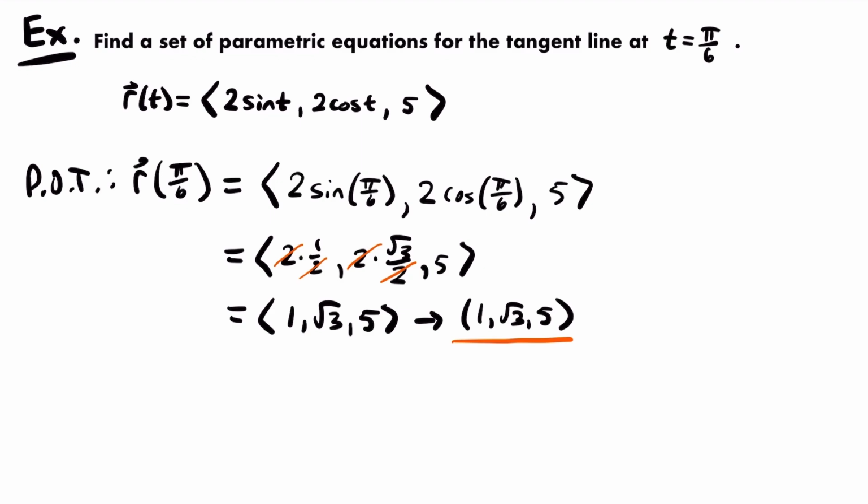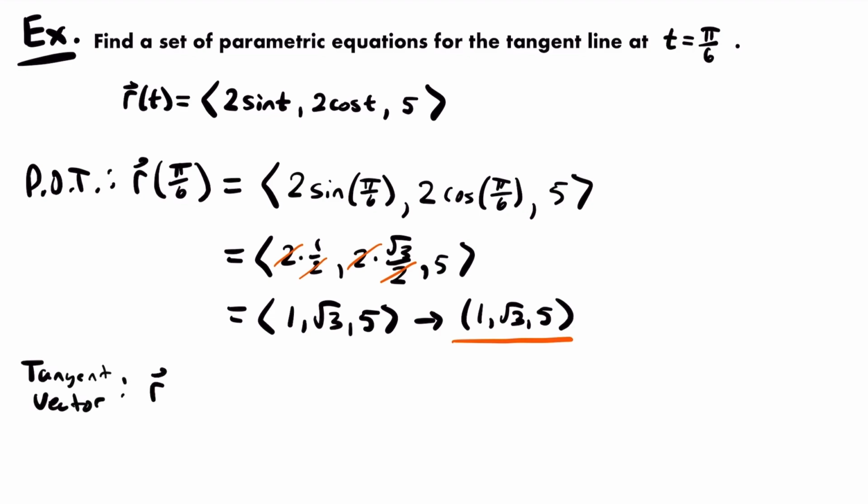But now we also need a direction vector, or more specifically, the tangent vector for this vector function at t equals pi divided by 6. So now what we want to do is take the derivative of our vector function and evaluate it at pi divided by 6. So let's do that.